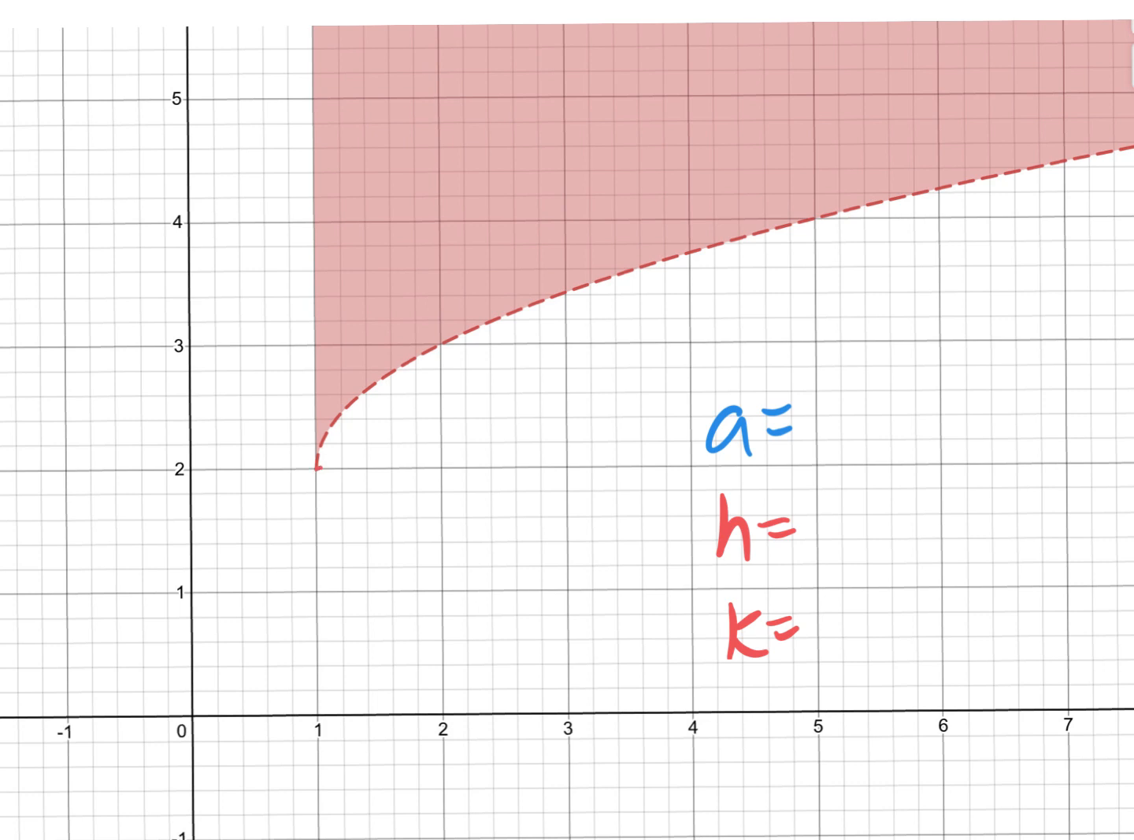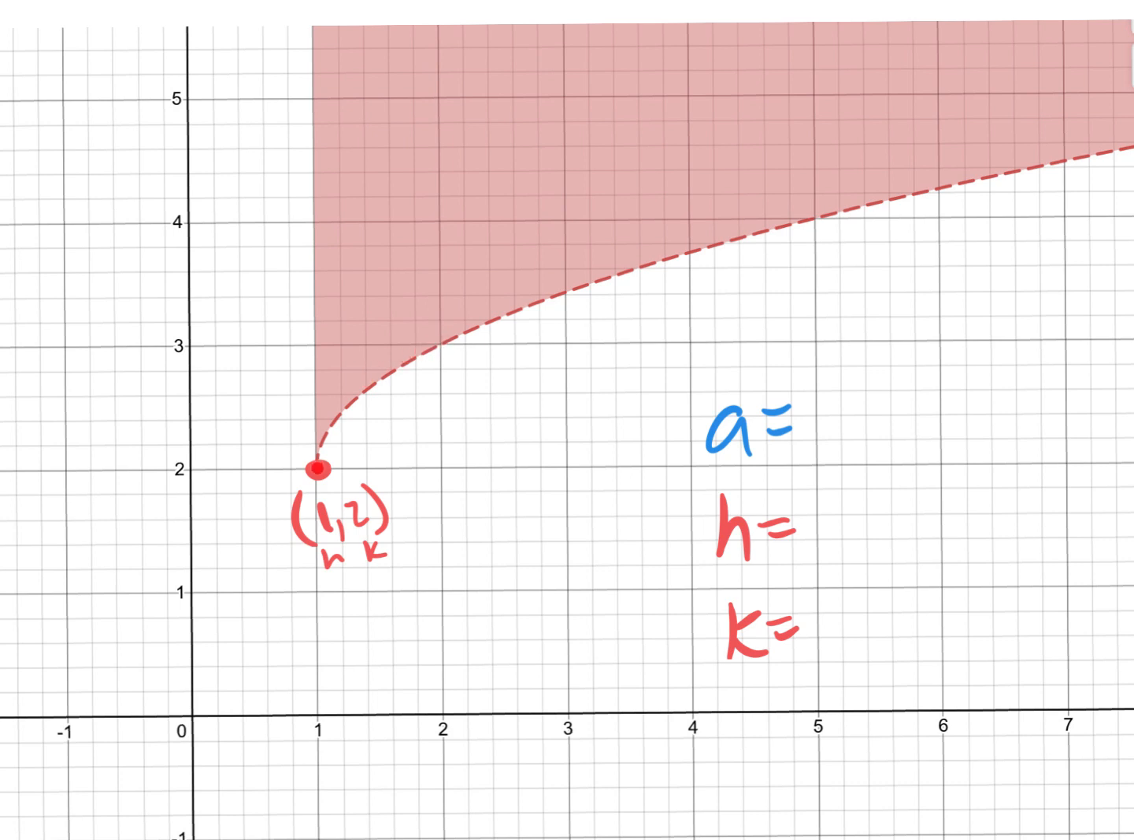Okay, so by labeling this point right here, the coordinate 1 on the x, 2 on the y, (1, 2), I know that my h is 1 and my k is 2. Perfect. Thank you, guys. The a value is 1. How do you know the a value is 1? Yeah, 1 unit up, 1 unit to the right.